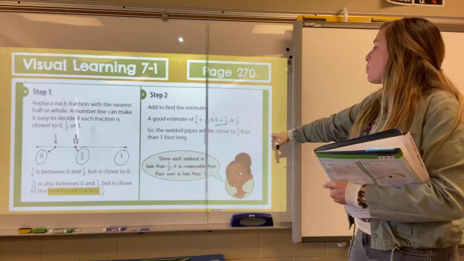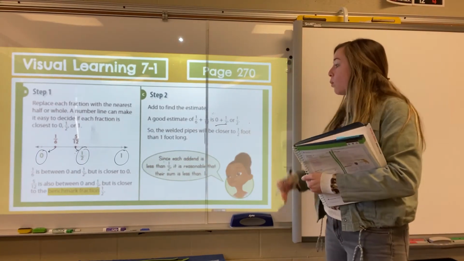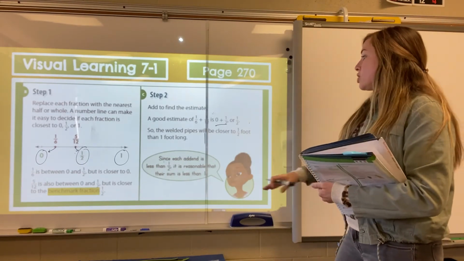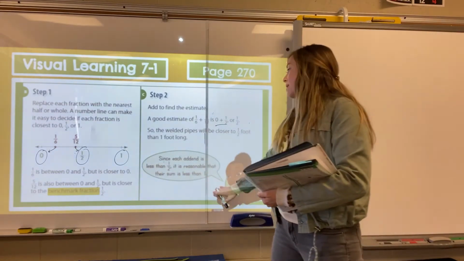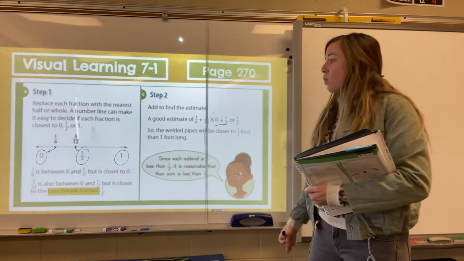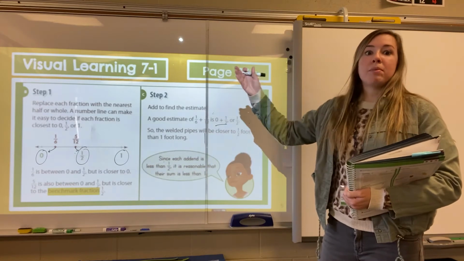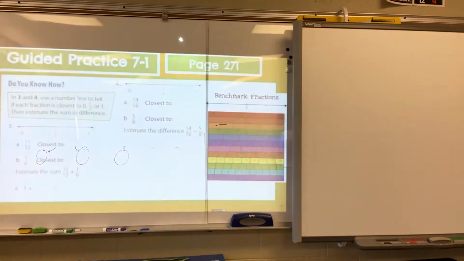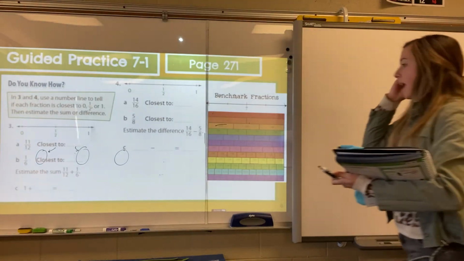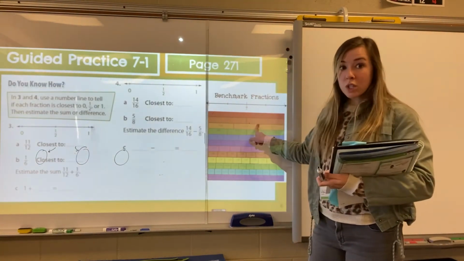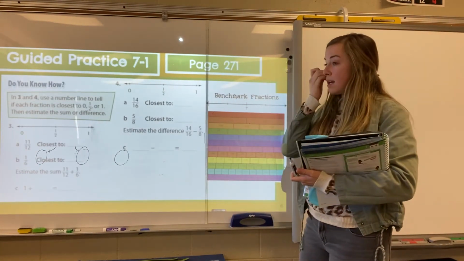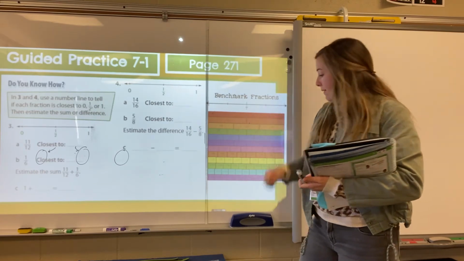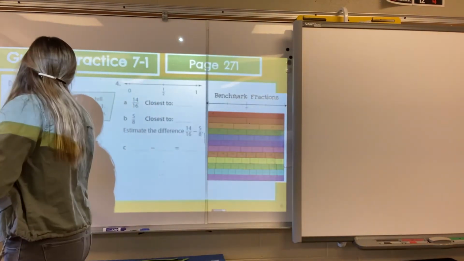So the welded pipes will be closer to half a foot long than to 1 foot long. So each add-in was less than a half, so it's reasonable that their sum is less than 1, because we would need at least a half plus at least a half to get to 1 whole. Okay, let's do some practice problems. Again, I would pull this chart up. It's on Schoology under today's folder, or you can get it out if you have the paper version still.